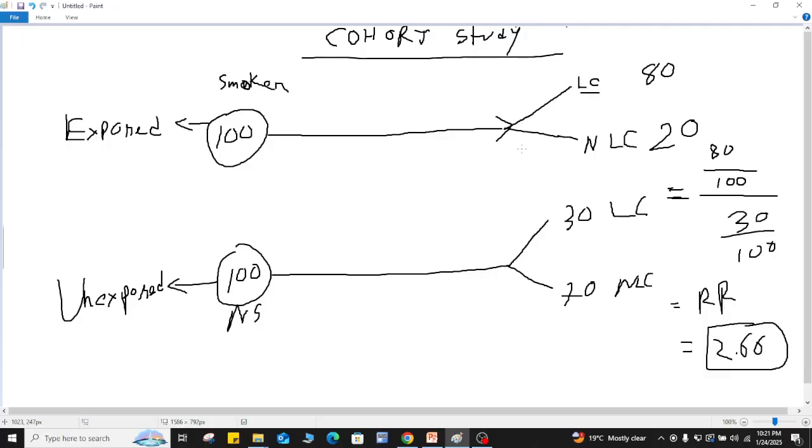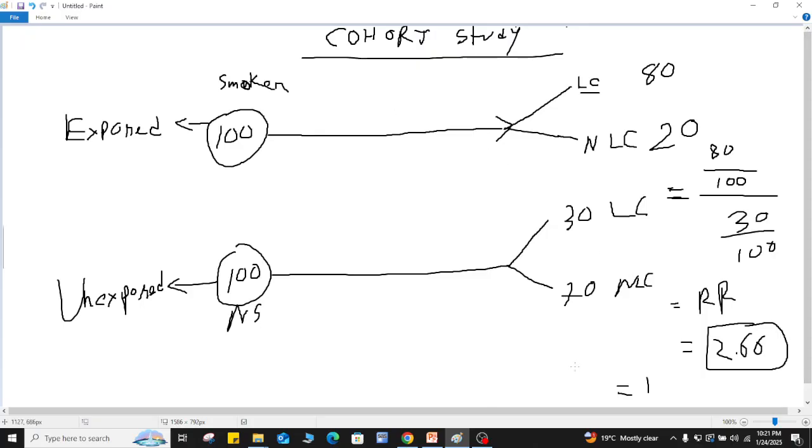Now say, for example, in the same setting we get a relative risk of 1. Then what can we say? We can say that smoking doesn't have any association with lung cancer.